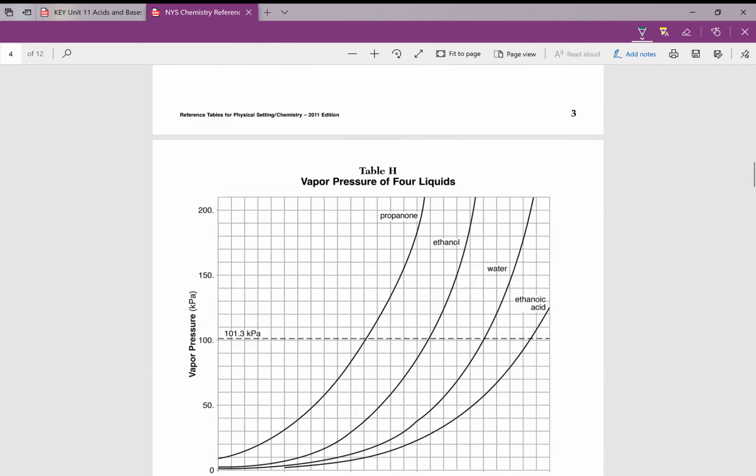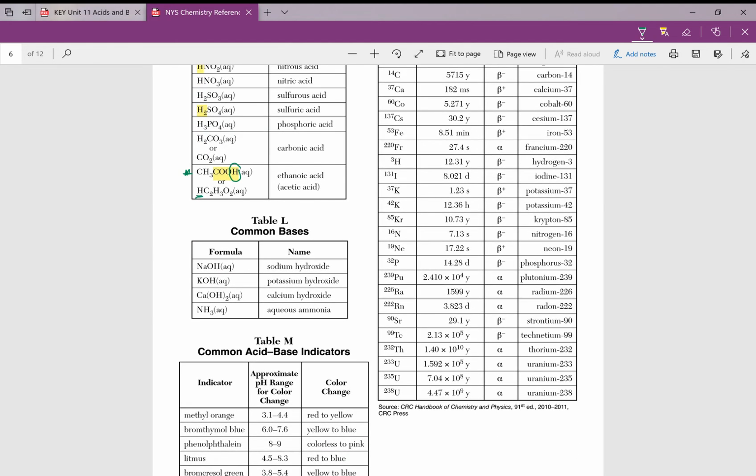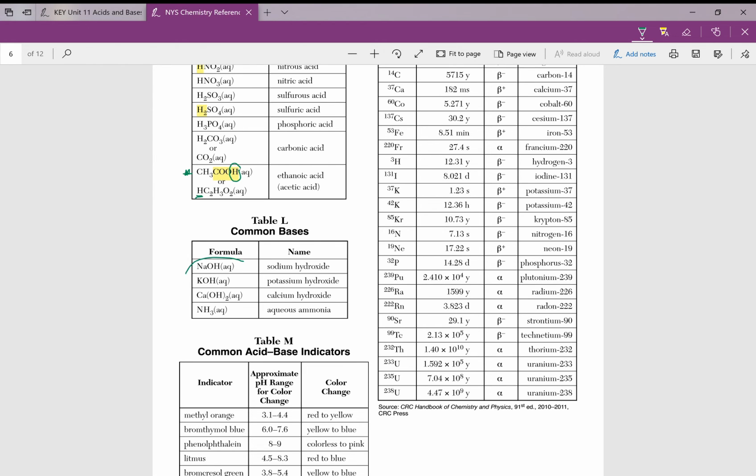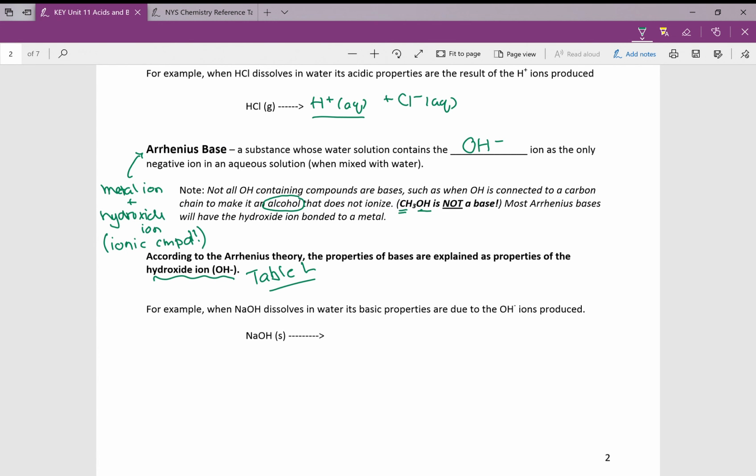Here you want to be thinking about table L, so check table L. Now the thing with table L is you're going to have these first 3, with the sodium ion, potassium ion, calcium ion. Those are all your Arrhenius bases. It doesn't have to just be those three. You could have any group 1, group 2 ion with hydroxide. You could also have other metals. Aqueous ammonia, NH3, doesn't fit with our Arrhenius bases, even though it shows properties of a base. That's where we'll come back to at the end of the unit to see where we had to go in order to include that.